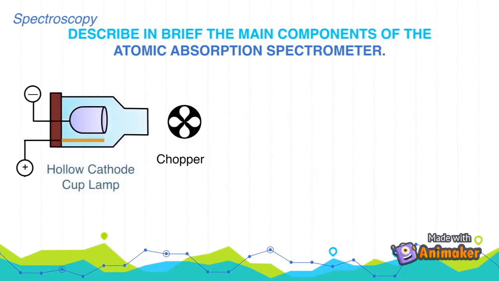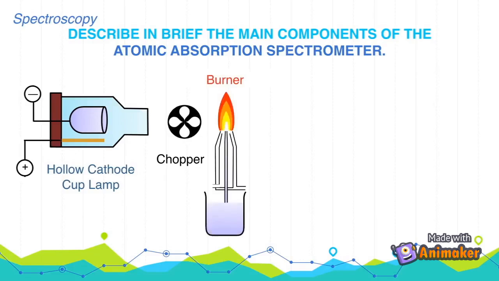2. Rotating chopper. A rotating wheel having several holes in it breaks the beam of light coming from the cathode lamp and produces an intermittent or broken light beam. 3. Burner. The flame is produced by burning the fuel with the oxidizer, and the sample is kept in the beaker which burns in the flame. Burners used are of two types: total consumption burners and premix burners.